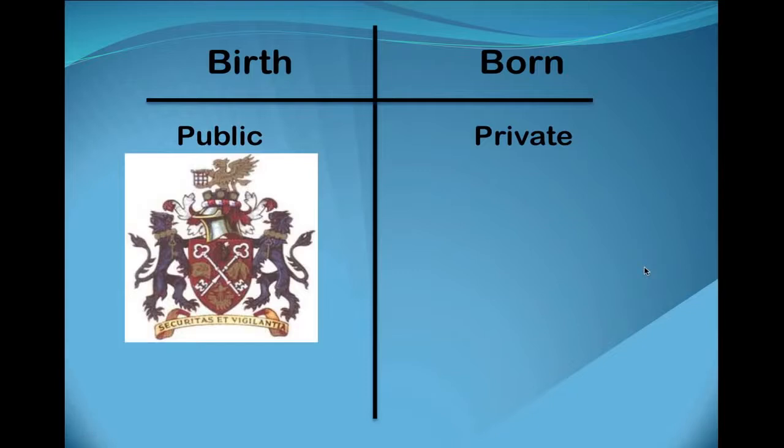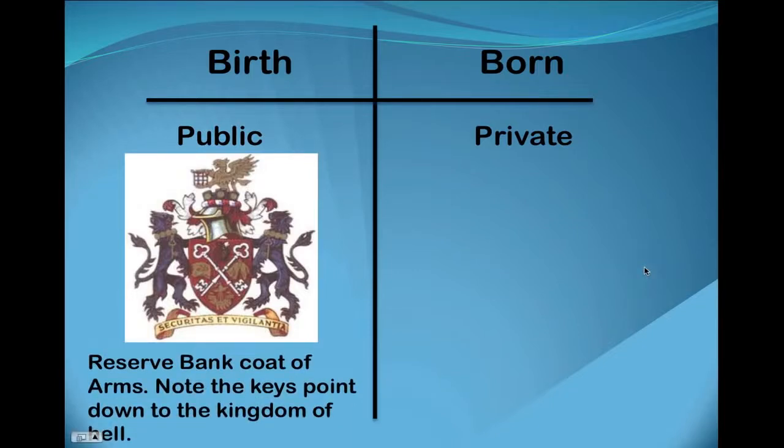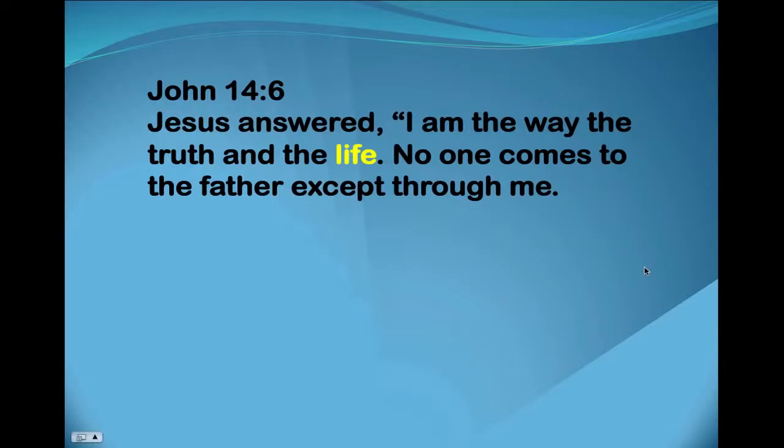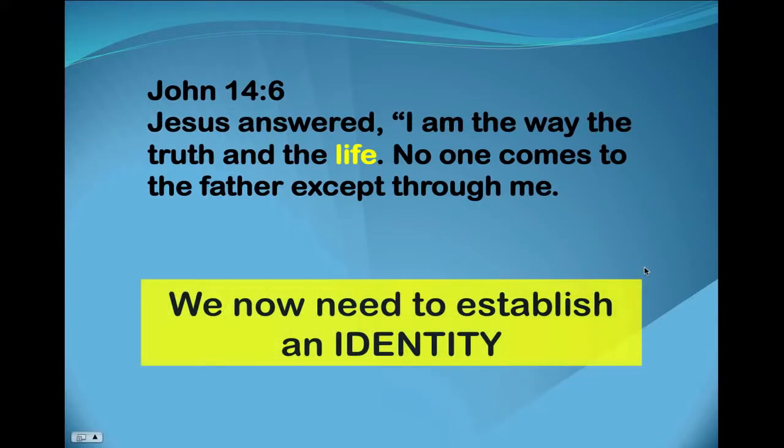On the public side, we have the Reserve Bank coat of arms, and note that the keys point down to the kingdom of hell, whereas on the private side, the keys to the kingdom of heaven on earth are on the private side. Now, once again, John 14:6, Jesus answered, I am the way, the truth, and the life. No one comes to the Father except through me. Indelibly etch that upon your brain because you need to now establish an identity. And this can only be done if you know how to go to the Father through Christ, Christian.